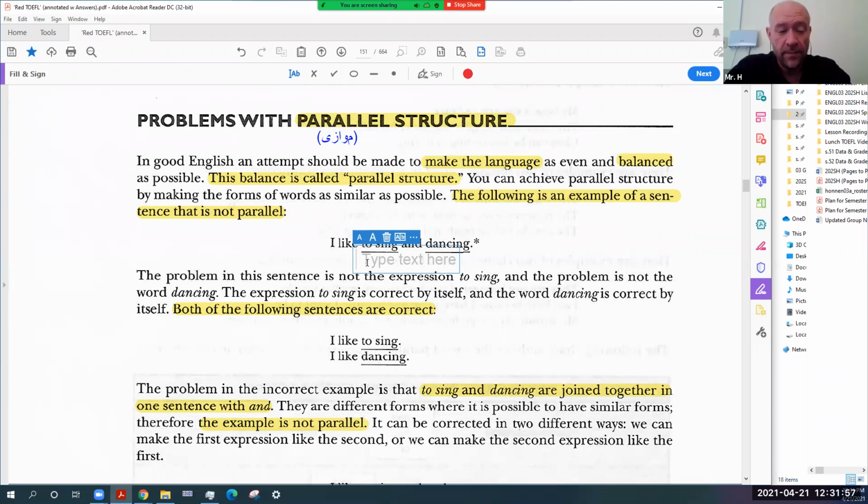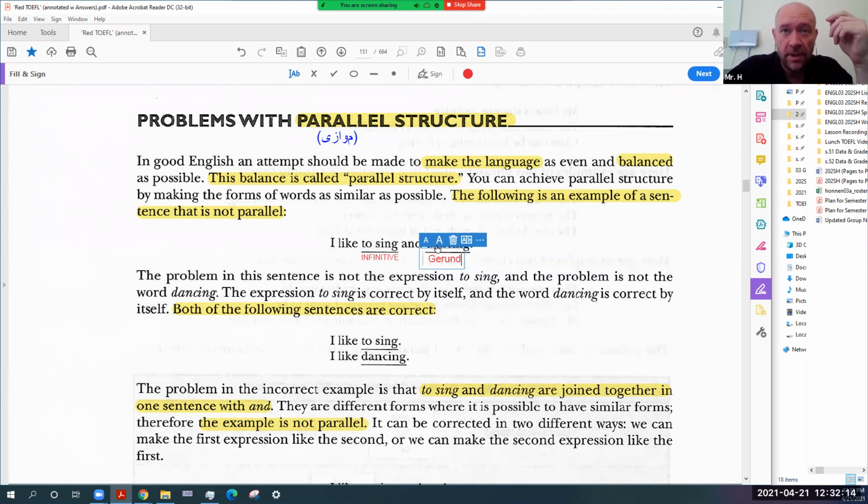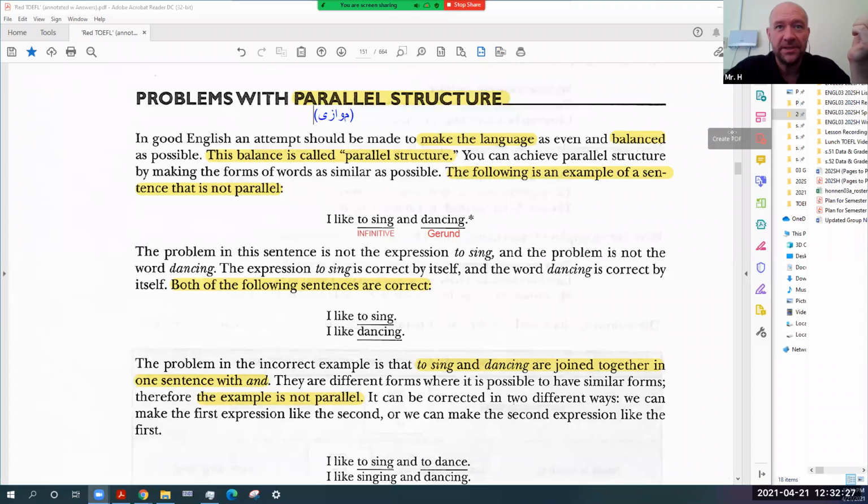Okay. So here, on the left, infinitive. On the right, this is something called a gerund. Now, is this the same structure? No. They are different. So this is not balanced, okay? There is no balance here. Different structures, not the same.